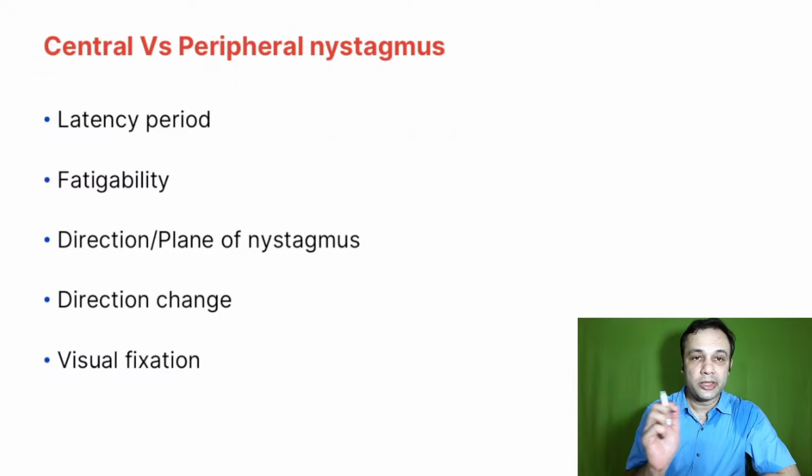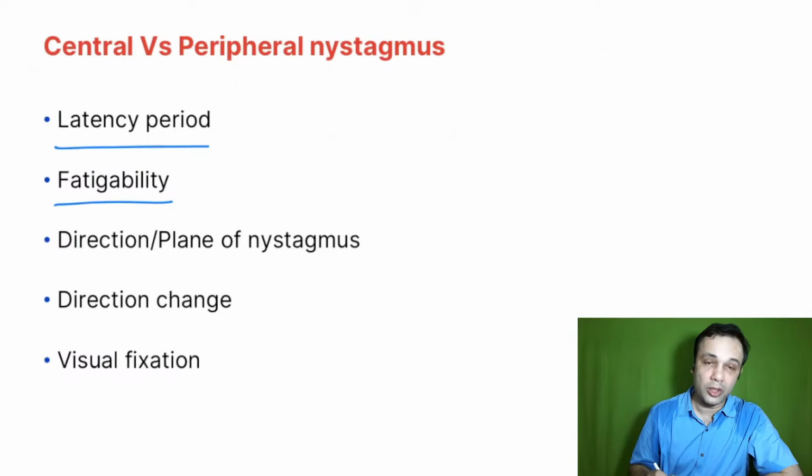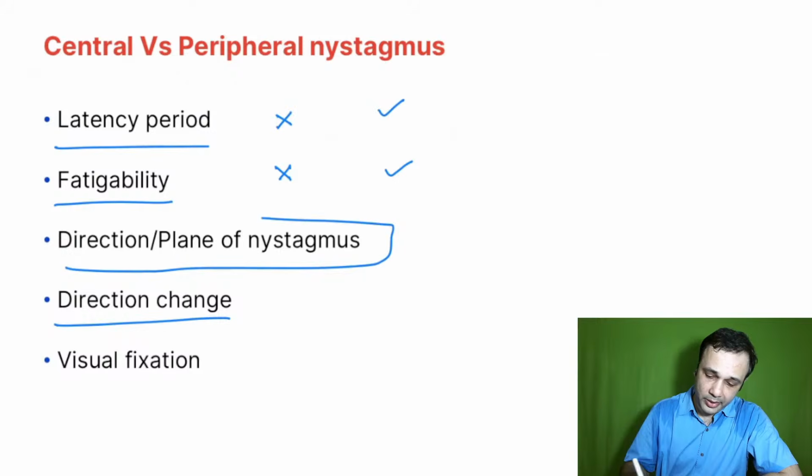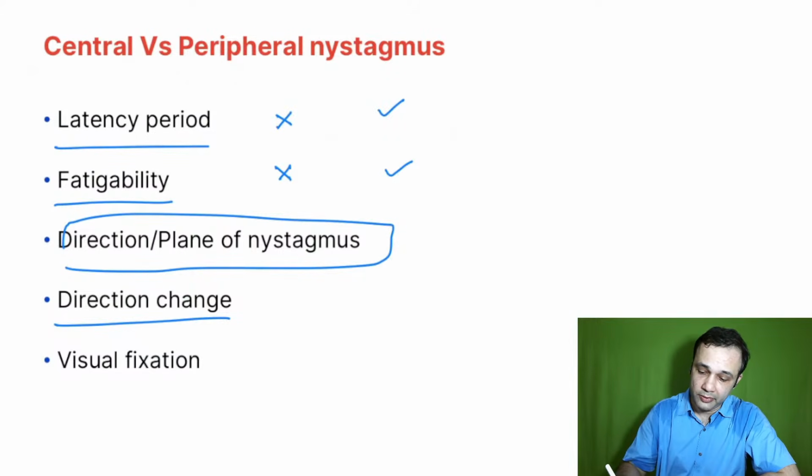A few points about central versus peripheral. Okay, so what do you know about latency period? What happens in central nystagmus? No latency period. Peripheral nystagmus has a latency period. Fatigability: central is not fatigable. Fatigability is present in cases of peripheral nystagmus. Direction change: the direction or plane of nystagmus is along the line of the canal in peripheral, whereas it can be multi-directional in case of central nystagmus.